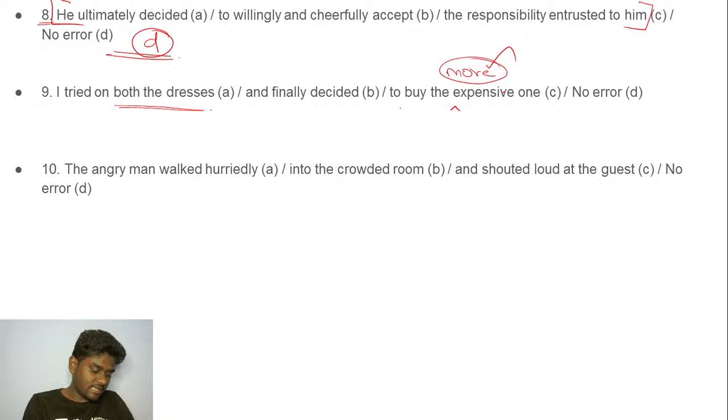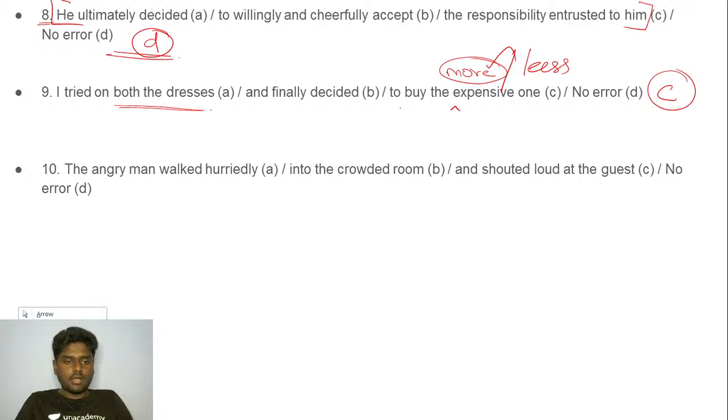Very, very important. Is that clear, guys? Everyone? Can you give me a thumbs up if you're really clear with this? Everybody, yes. So the real error is with option C. You see, it can be the other way also. You can insert "more," or you can insert "less." I'm not exactly sure whether he buys the more expensive one or the less expensive one, so you can insert either "more" or "less." It can be the other way as well.